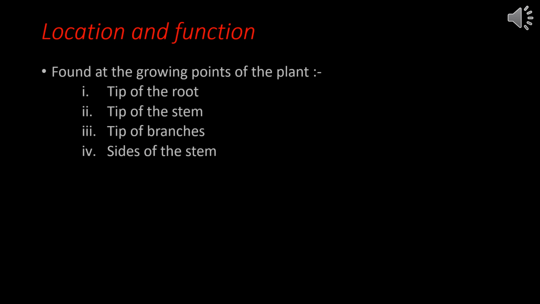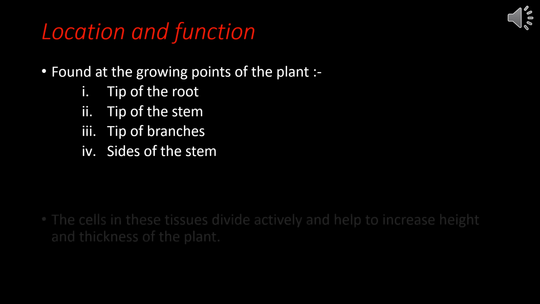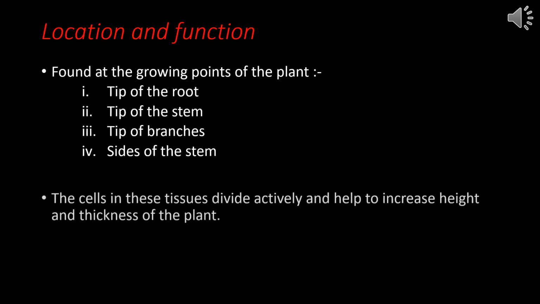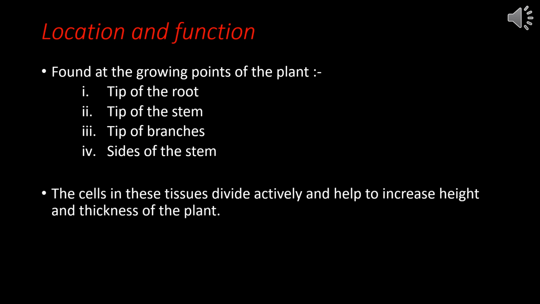Where is this meristematic tissue found in plants and what is its function? Let us see. Meristematic tissues are found at the growing parts of the plant, such as the tip of the root, tip of the stem, and tip of the branches. They are also found at the sides of the stem. And what is their function?